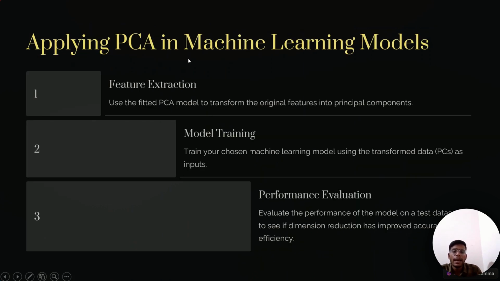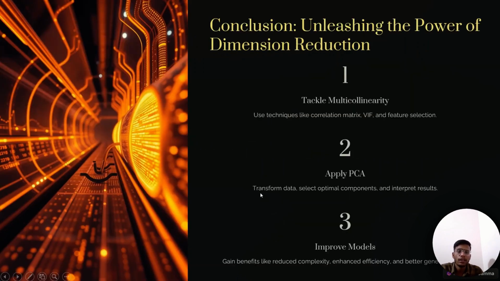Applying PCA in an ML model, a machine learning model. First, feature extraction: use the fitted PCA model to transform the original features into principal components. Next, model training: train our chosen machine learning model using the transformed data, the PCs, as input. Next, performance evaluation: evaluate the performance of the model on a test dataset to see if dimension reduction has improved accuracy or efficiency.